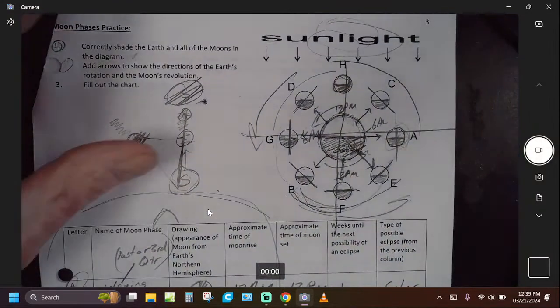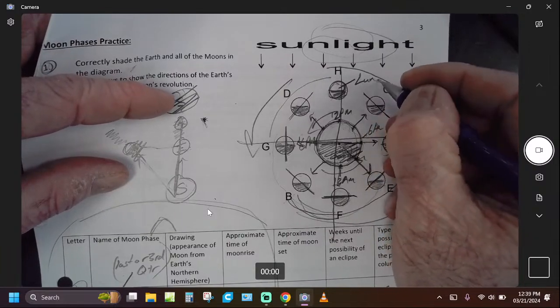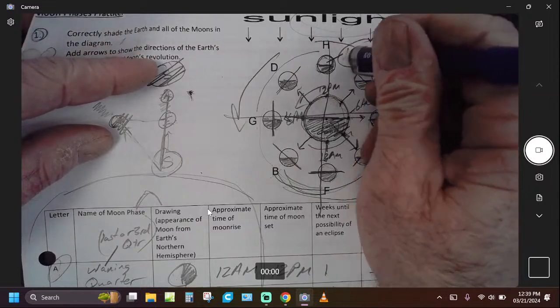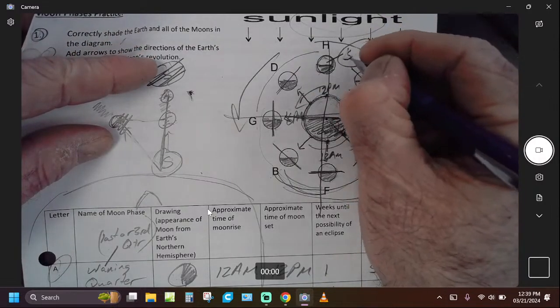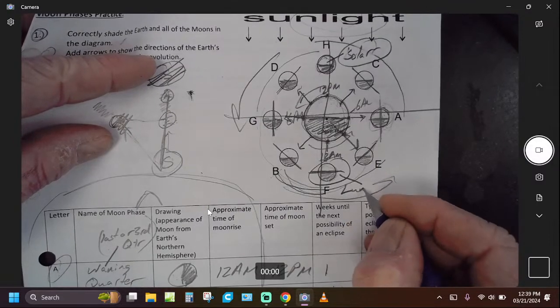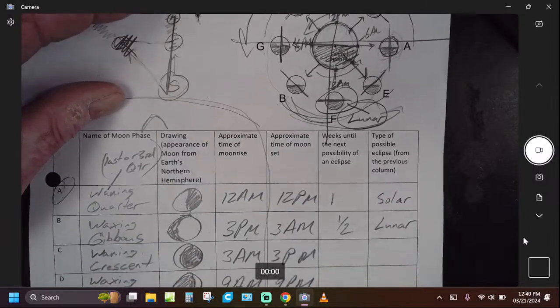So on your diagram, if you want to make it really simple, this is the new moon. This is when you can have a solar eclipse. Sorry, solar eclipse. And this is the full moon. This is when you can have a lunar eclipse. So these should be pretty simple.